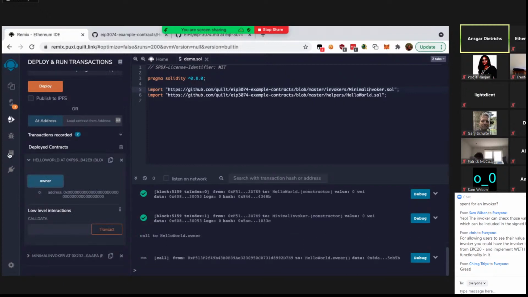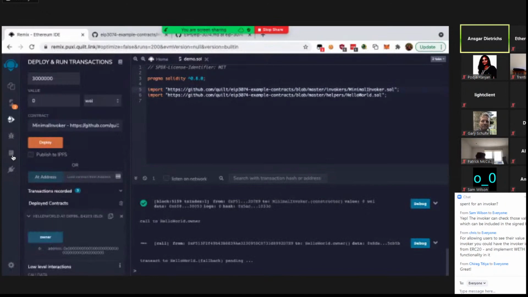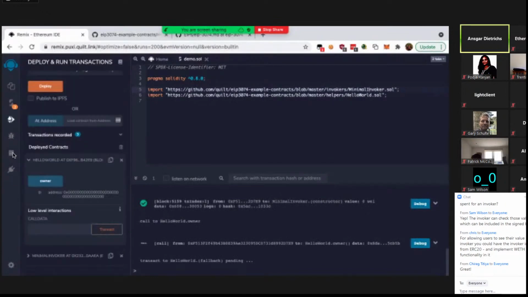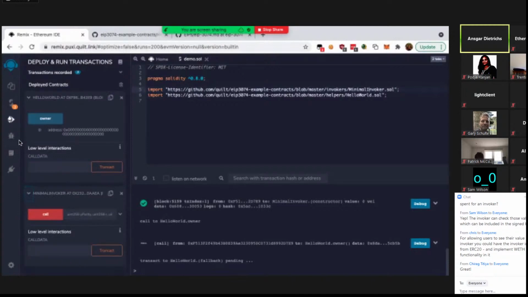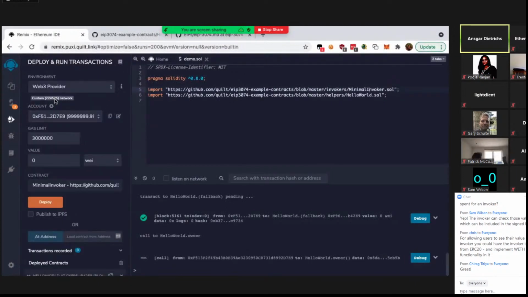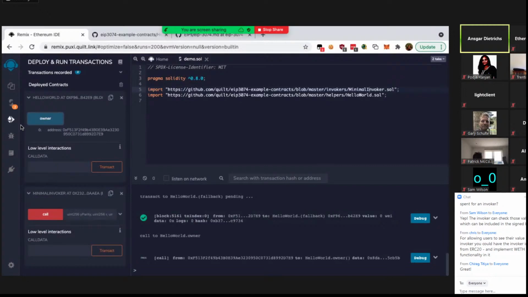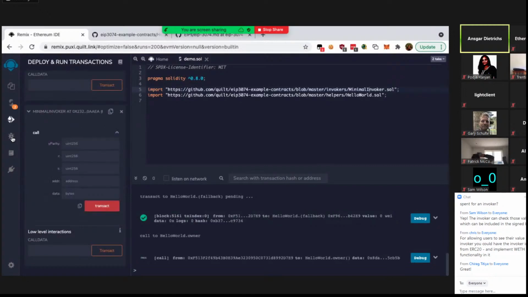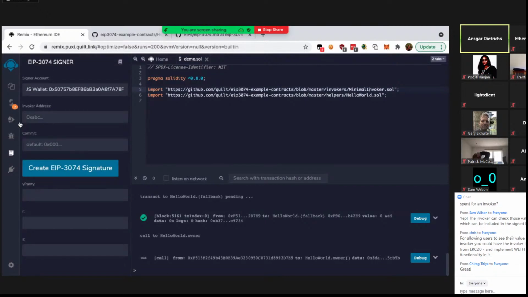By the way, if all of this is too quick, we're recording this, so feel free to go back and rewatch it if you want to run through the steps yourself. Basically, what we now need to do is create a 3074 signature. If we go to the EIP, the signature has to be signed over the commit, the invoker address, and this magic prefix, the 0x03. So we have to give it an invoker address and a commit to create the signature. And for the minimal invoker, the commit that it expects is empty. So we can leave that empty, but we need to give it the invoker address.